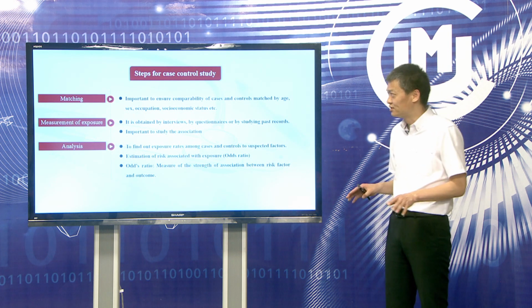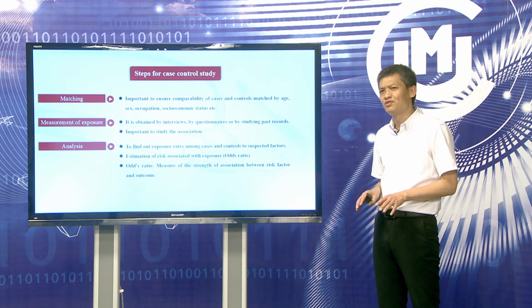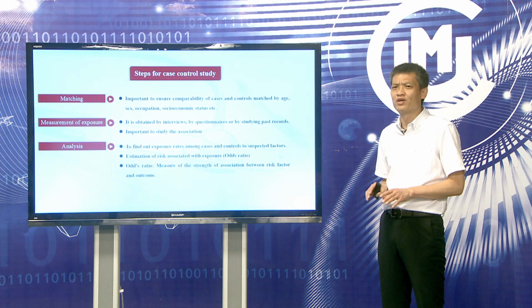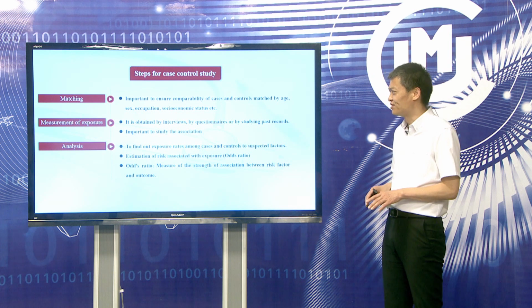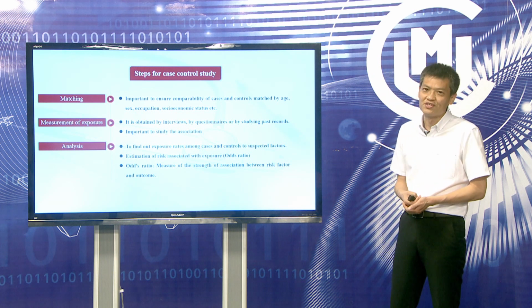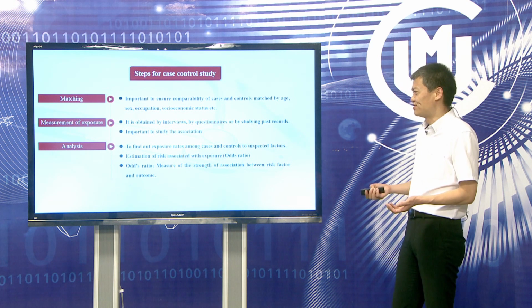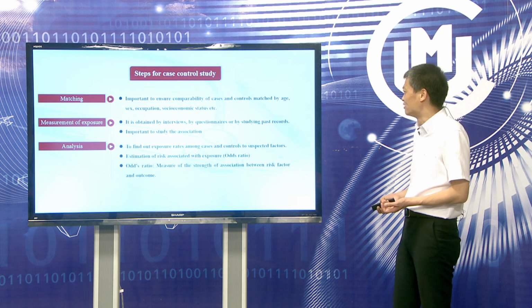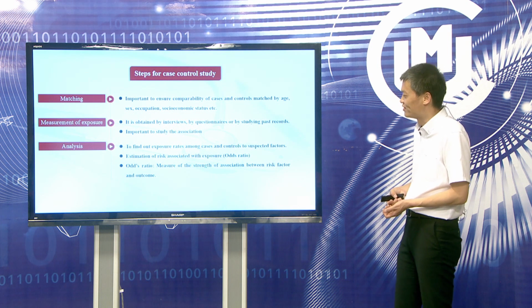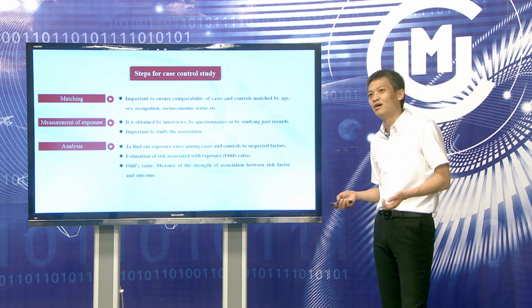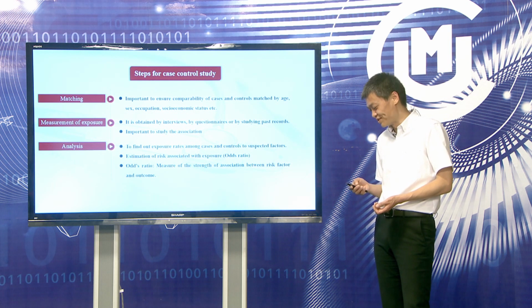Then to measure exposure in both cases and controls, it is obtained by interviews, by questionnaires, or by studying records. The measurement of exposure is important to study the association. The final step is analysis, to find out exposure rates among cases and controls to suspected factors, and then to estimate the risk associated with exposure. We use the observation to evaluate the association.